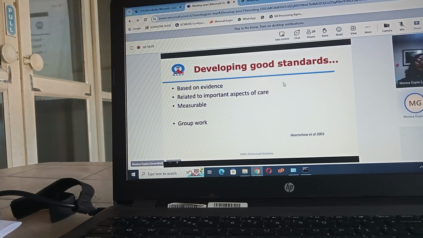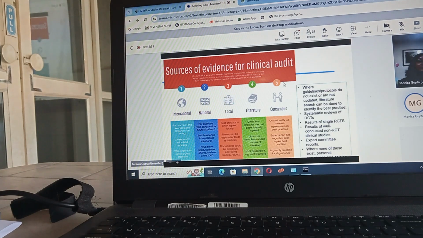And you can do it by sitting together, the entire team which is going to do the audit can sit together and do some brainstorming, look at the standards and finalize them as to what evidence is available. So this slide just shows you how you can look at sources of evidence for clinical audit. We could have international, for example, WHO, worldwide best practice, and they are well known for their safe surgery checklist.